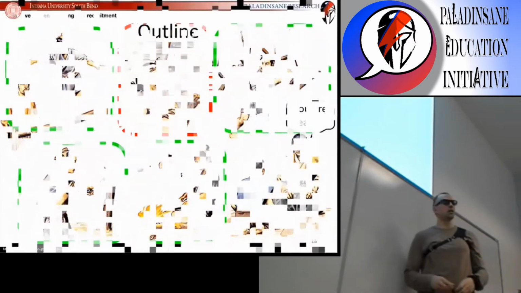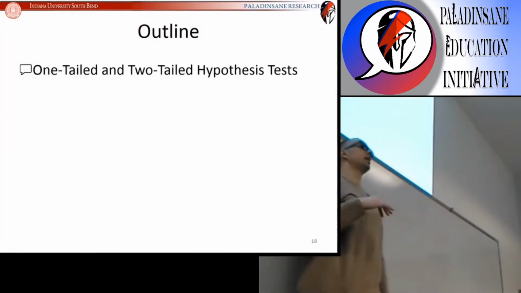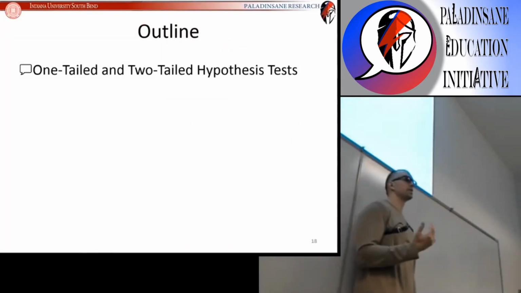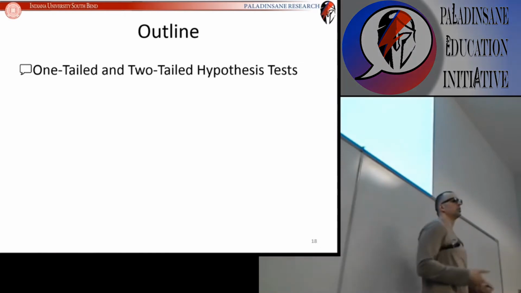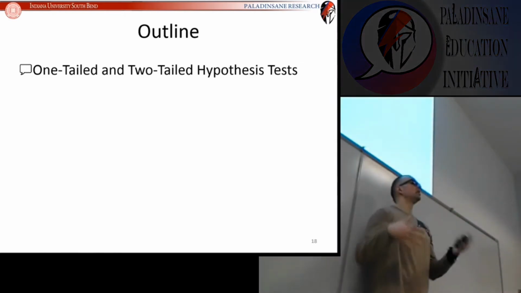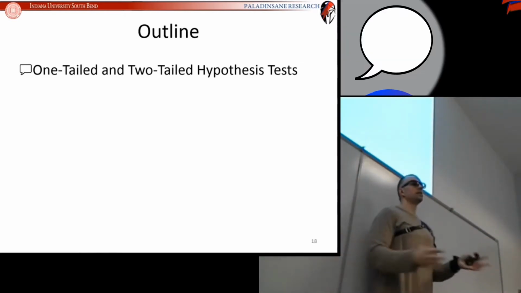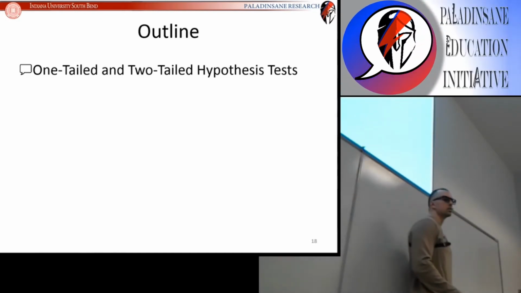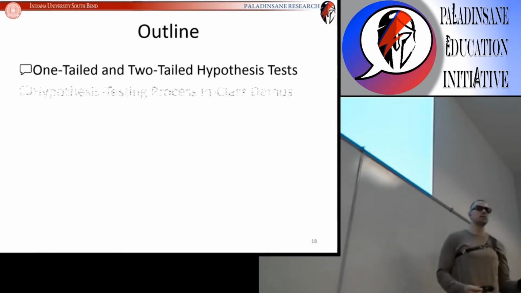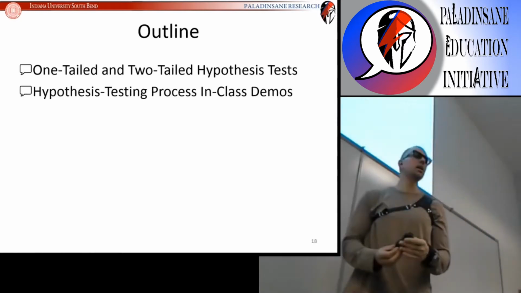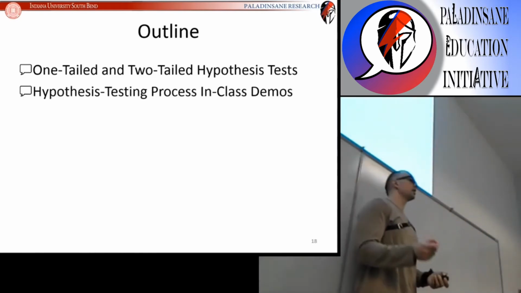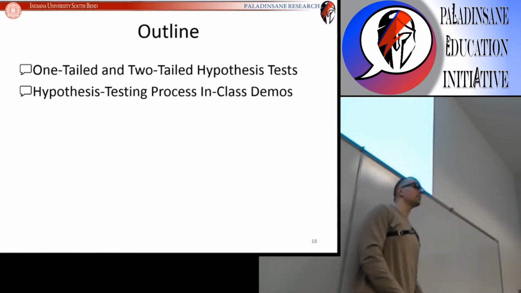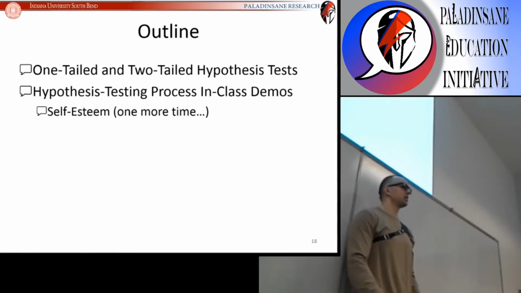To do that, we're going to have to introduce the idea of one-tailed and two-tailed hypothesis tests. That's going to give you your doorway into the complete research and null hypotheses and into the complete lines in the sand and cutoff scores. Once we introduce that concept, we're going to go through some in-class demos. We're going to take a look at self-esteem one more time, and why we're doing this one last time is going to make sense once we understand a one-tailed hypothesis.